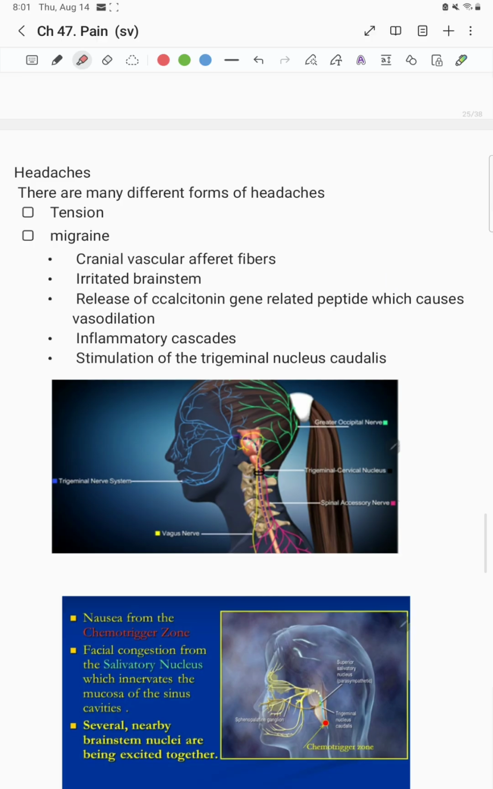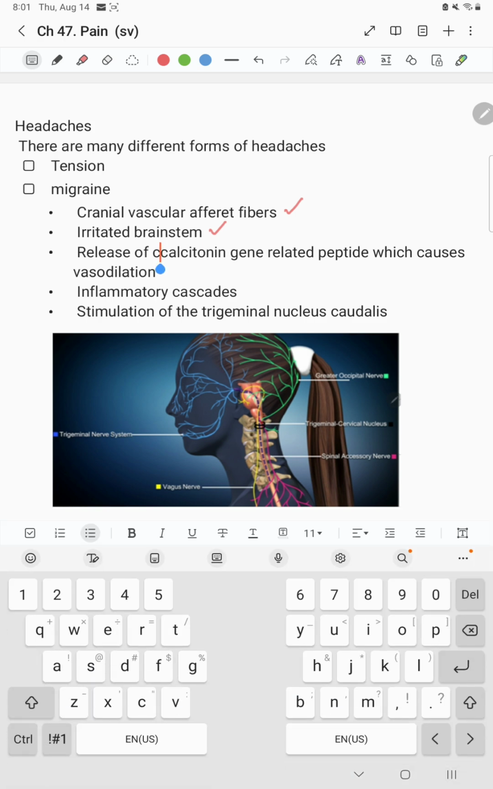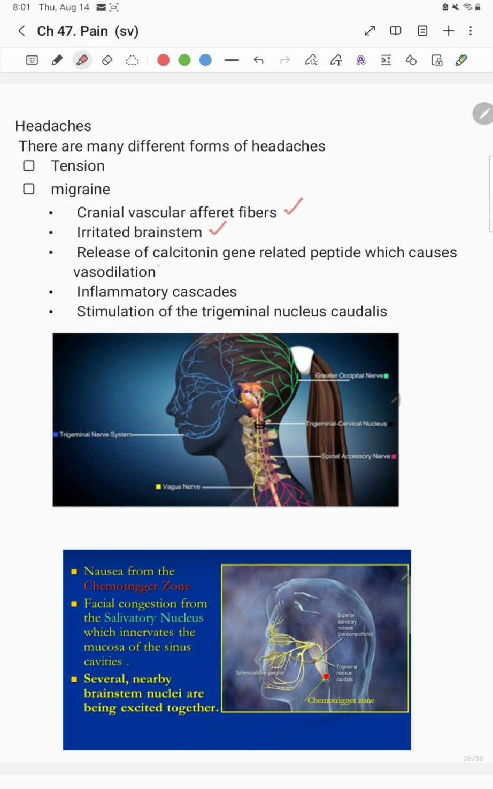Headaches. There are many different forms of headaches. There's tension headaches, migraine headaches. And with migraines, that can be craniovascular afferent fibers that cause it, an irritated brainstem, the release of calcitonin gene-related peptide. Okay, now make sure you highlight that. Calcitonin gene-related peptide, also known as CGRP.